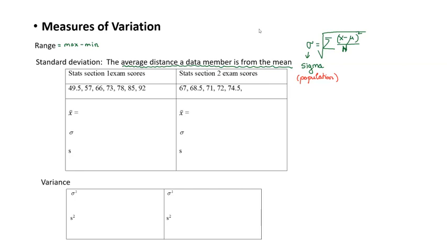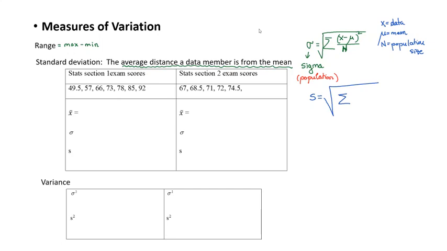So let's just quickly write this down. X is any data value or data member. Mu is the mean, and we know it's the population. It represents the population mean, and N is the population size. So what I will do next, I will write down the corresponding formula, but this time I'll be using Roman letters. Here we go. This is the symbol that is used for the standard deviation.